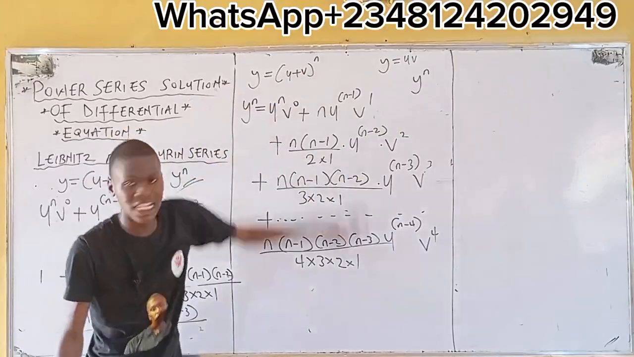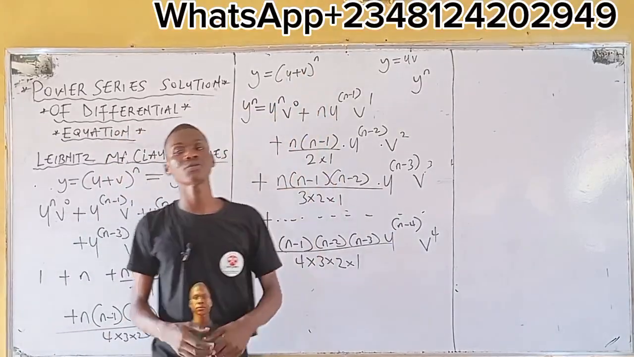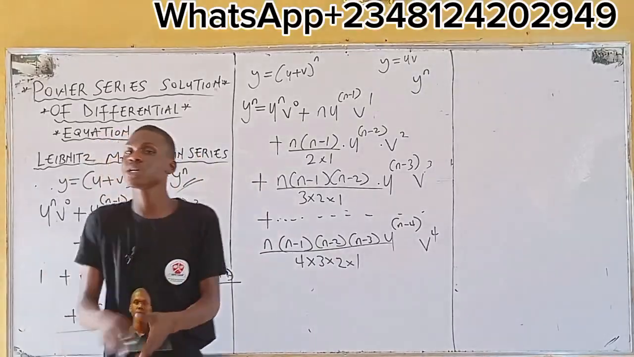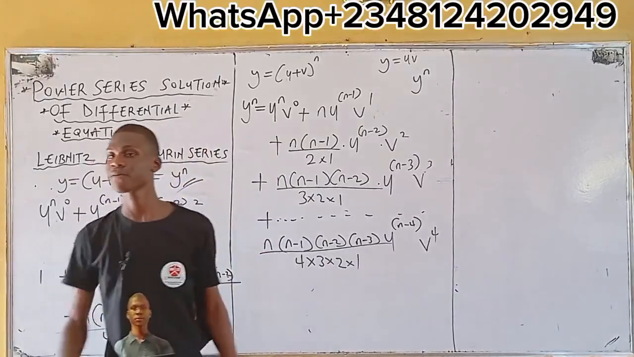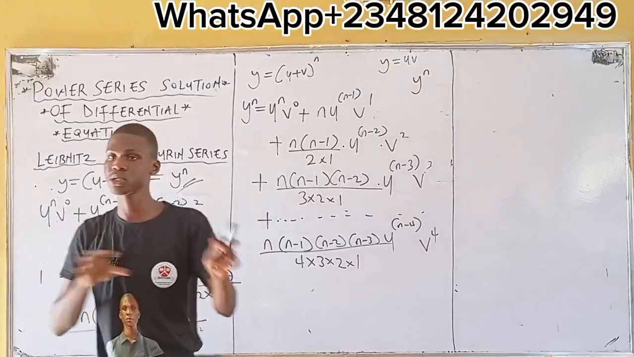So meaning this is the nth derivative of a product function. This is the nth derivative of a product function. And this is what we are going to make use of. If question says that find the nth derivative, all we need to do is just to record this, then substitute values.